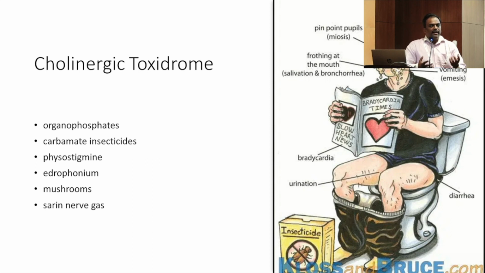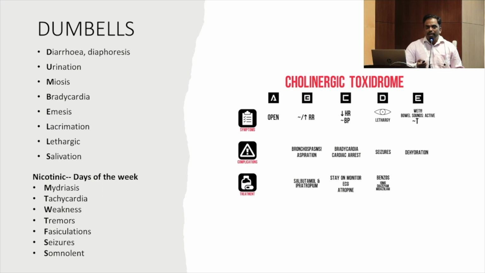what it affects on the heart and respiration. On respiration, it increases bronchorrhea, meaning respiratory secretions will be increased, and at the same time you will have bronchoconstriction. On the heart, it will cause bradycardia. Sometimes BP might be normal, but if the secretions are more, it might result in hypotension. The mnemonic which we can remember for the muscarinic symptoms is DUMBELS, or the other mnemonic is SLUDGE. DUMBELS is diarrhea and diaphoresis, urination, miosis, bradycardia, emesis, lacrimation, lethargy, and increased salivation.